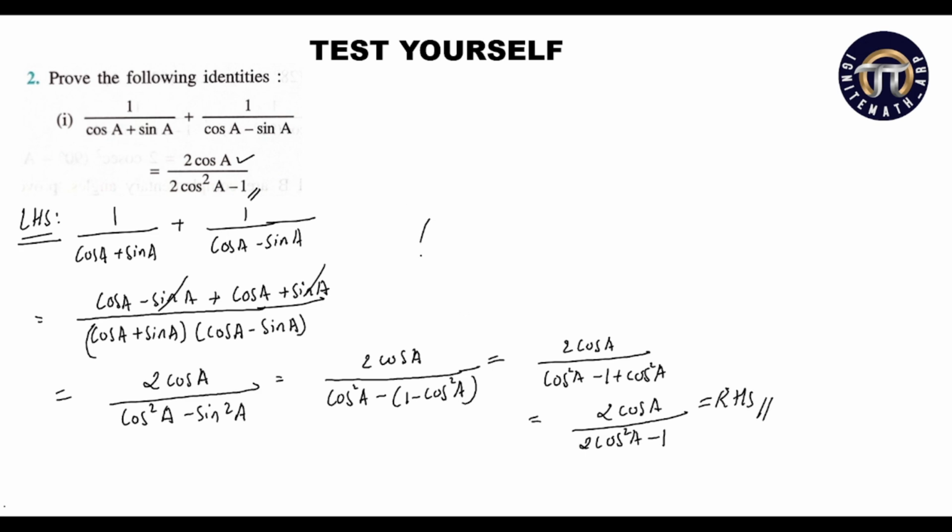Children, you are supposed to give the reason, whichever identity you are using, you need to mention the reason. If you don't mention the reason, you are going to lose the marks, keep in mind. So I have also used the identity sin square theta plus cos square theta is equal to 1. Clear, children? So now let us move to the next question, that is the sixth one.